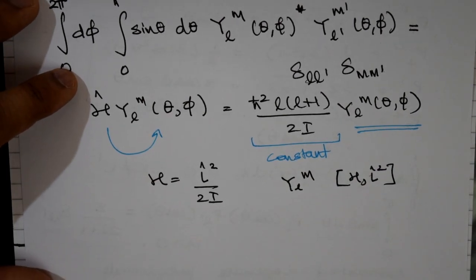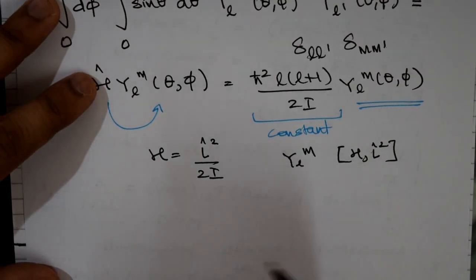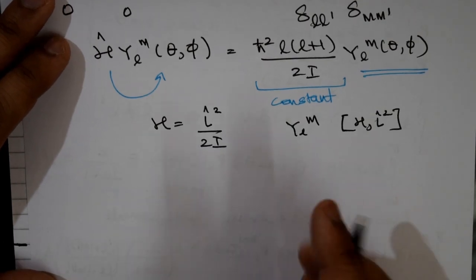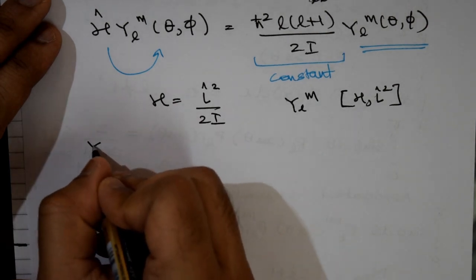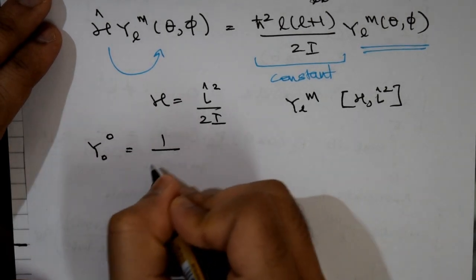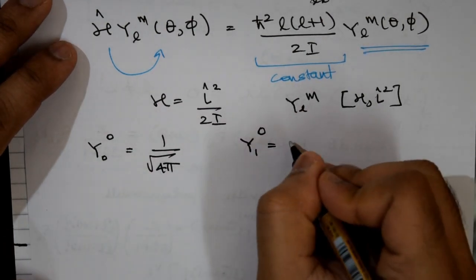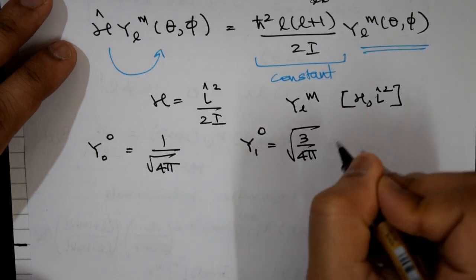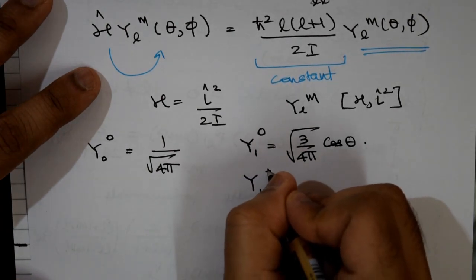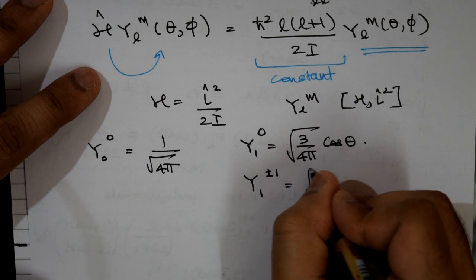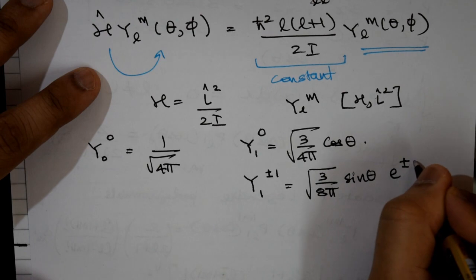So quickly rewriting all this, when you normalize each of these functions, you would be able to write each of the spherical harmonics. We will quickly write that and finish up this lecture. Y0 0 is going to be given by 1 over square root of 4 pi. Then you have Y1 0, that's going to be square root of 3 by 4 pi, which is the normalization constant that goes with cos theta. And Y1 plus minus 1 is going to be given by square root of 3 by 8 pi sine theta e power plus minus i phi.